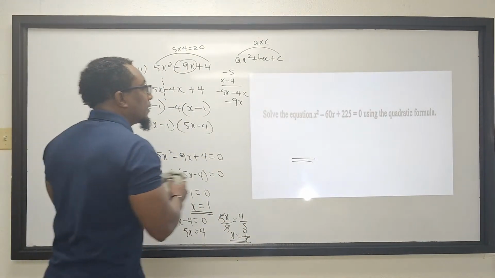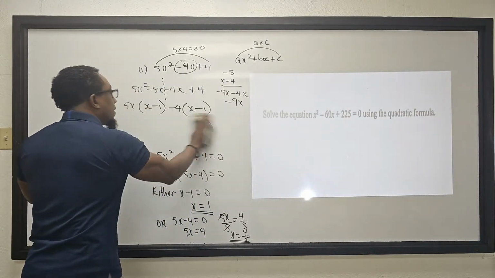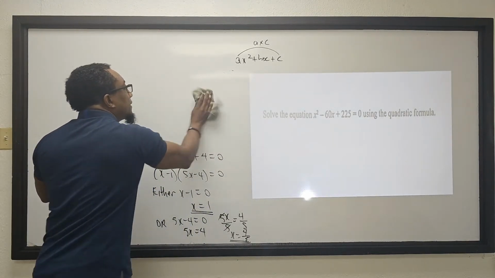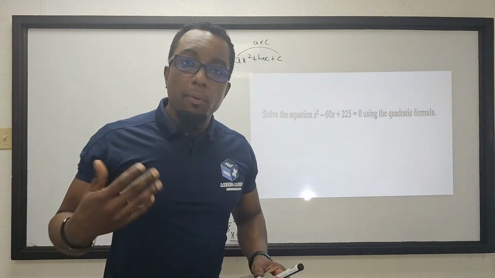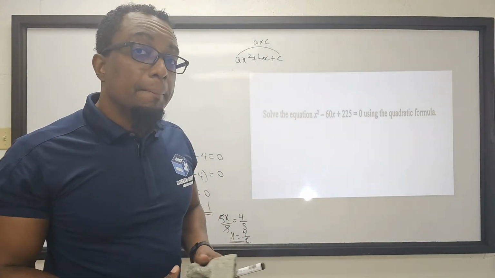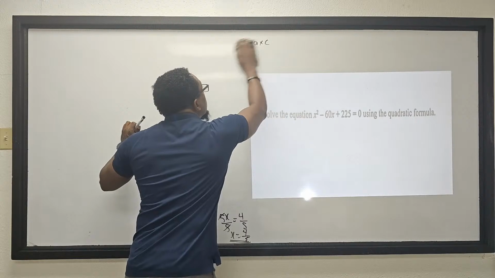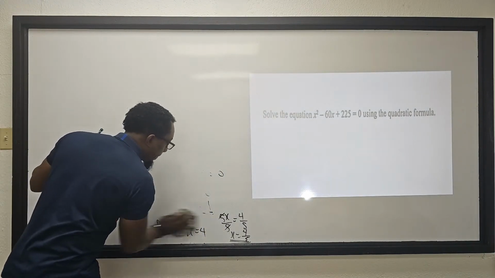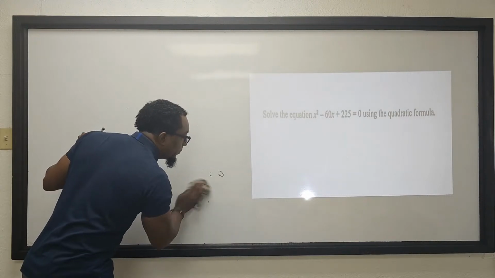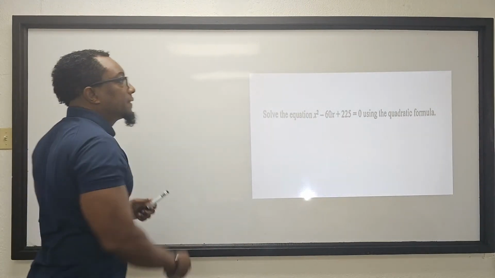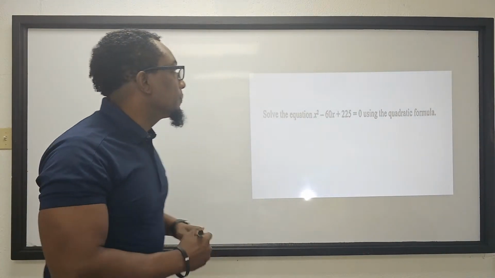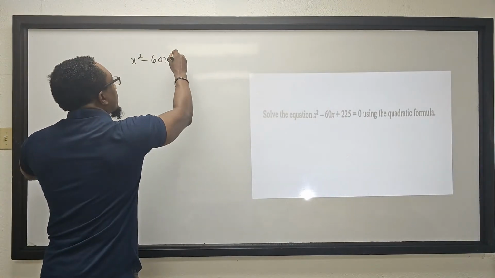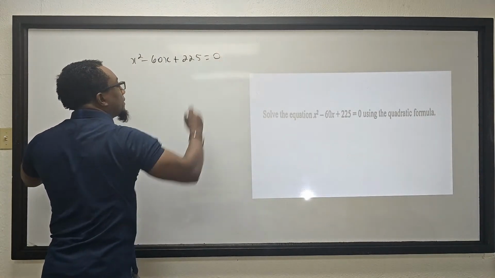So they want us to solve this quadratic equation, but this time we're using the method of the formula. Remember, all these questions are questions from the CSEC past papers. So we want to solve this quadratic equation, but we are using the method of the quadratic formula. So we have here x squared minus 60x plus 225 is equal to 0.